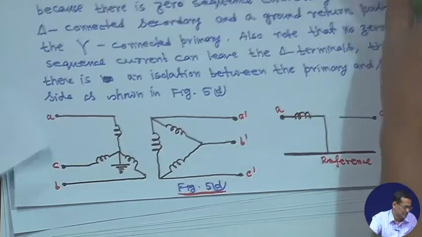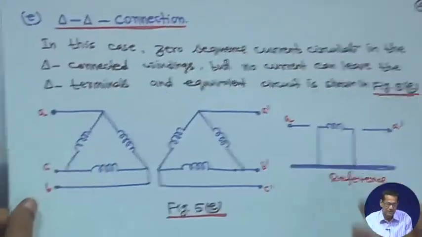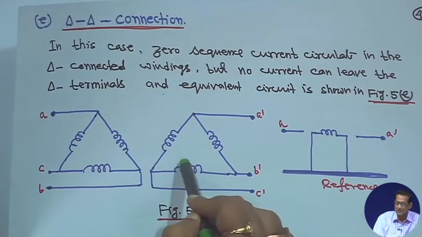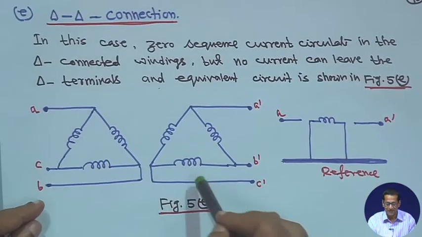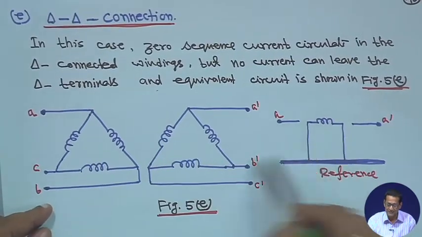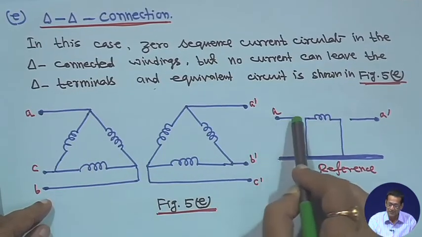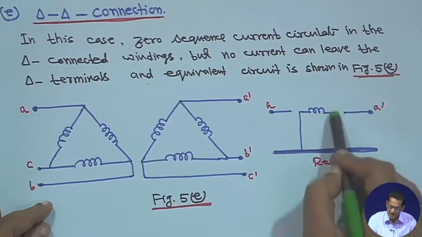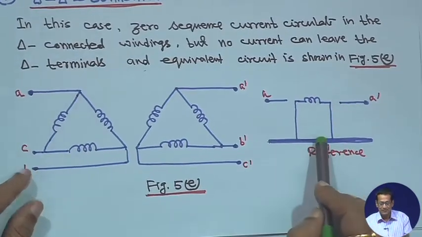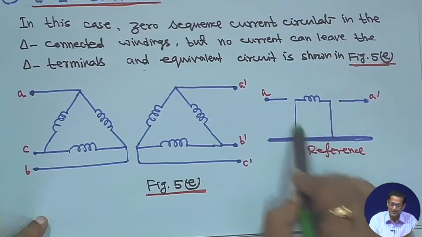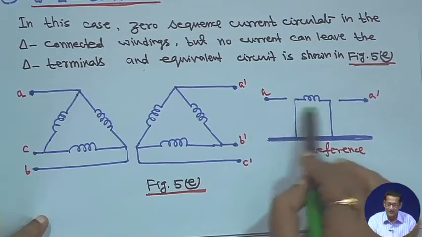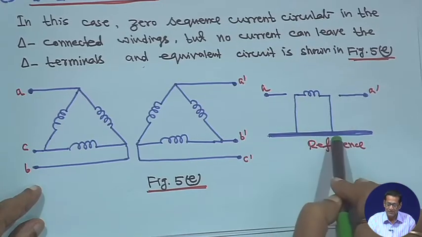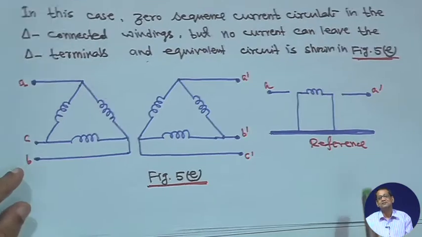And the last one is this one, that is the delta-delta connection, this is also delta, this is also delta. In this case, zero sequence current will circulate in the delta, but it cannot leave the terminal. So, the diagram should be: there is a circulating current, this is delta, this is delta. So, this is the line, this side will remain open, this side will remain open, but make a small loop, make the transformer zero sequence impedance and just close it like this. If you look at this kind of diagram, this loop itself is isolated from this side or this side, because it is a circulating current. So, for delta, you simply connect it to the reference, but this will remain open. So, this is the zero sequence diagram for delta.